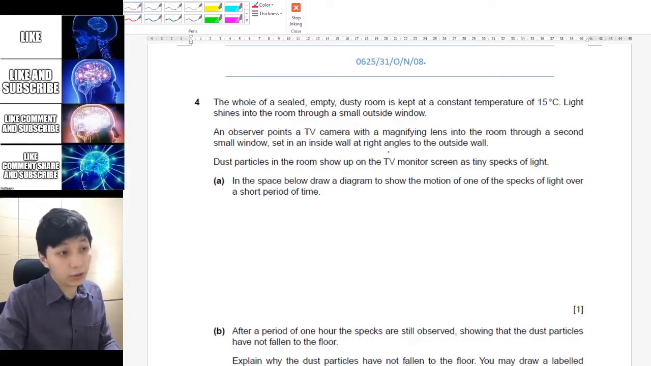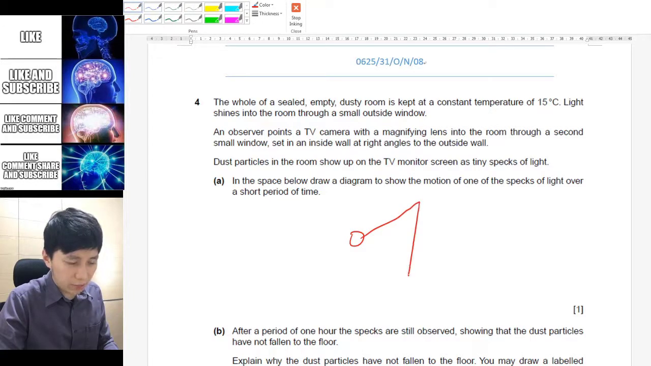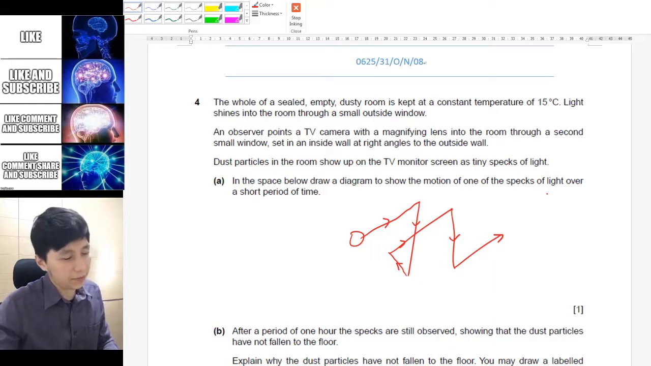Part A asks you to draw the diagram to show the motion. So basically, it's the one that we have earlier. It should be a straight line until a certain point, then an abrupt change, and then another change, like that. All right, I would like to put down some arrows to indicate it more clearly.